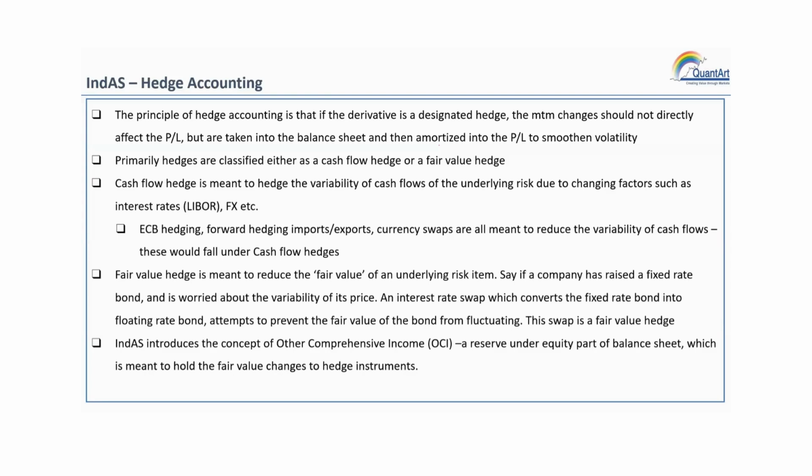So an NCD obviously will make your P&L volatile quarter on quarter, because the price of the NCD changes quarter on quarter. And if you want to prevent that, you might want to convert that NCD from a fixed rate into a floating rate using a swap or something like that. So an instrument like a swap meant for hedging the fair value of an instrument like a bond, that hedge is a fair value hedge.